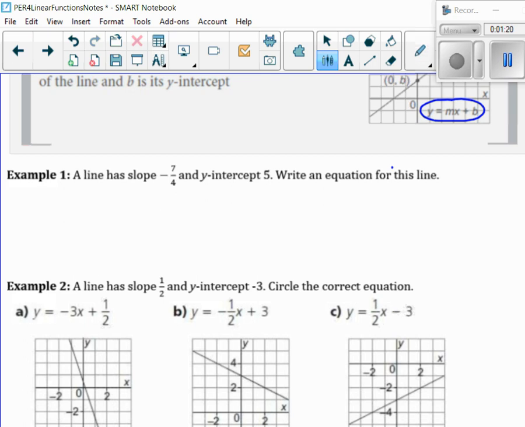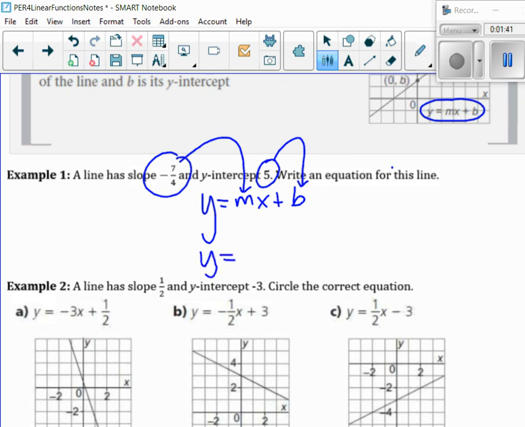A line has a slope of -7/4 and a y-intercept of 5. Write the equation for this line. Let's do it. So we're substituting into y equals mx plus b. This is our m, so that goes in that spot. This is my b, so that goes in that spot. And then our final answer would be y equals -7/4 x plus 5. So make sure you remember to put the x in. Some people forgot that on the last test when they were doing the calculator equation. They just wrote the numbers. You need to have an x that's getting multiplied by the slope here.